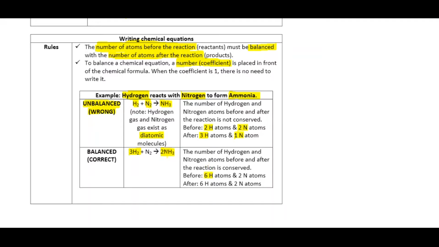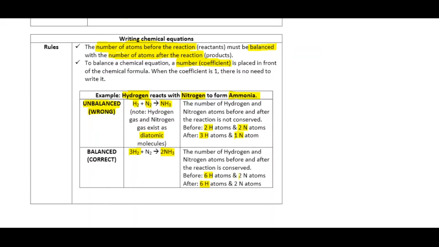And over here, if there's 2 NH3, it means that the number of hydrogen atoms will be 3 times 2, right? Because in one molecule of ammonia, NH3, there's 3 hydrogen atoms. So if there's 2 of them, the number of hydrogen atoms will multiply by 2 as well. So if there's 3 hydrogen atoms in one molecule, there will be 6 hydrogen atoms in 2 molecules, right? So after, there's also 6 hydrogen, so it's balanced.